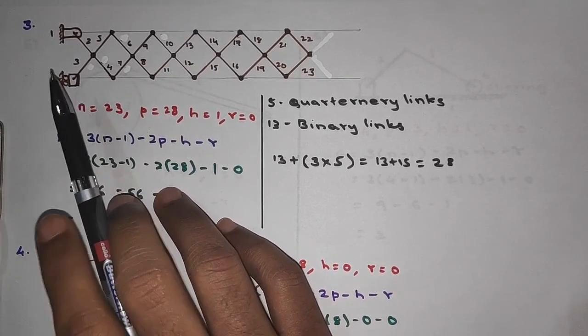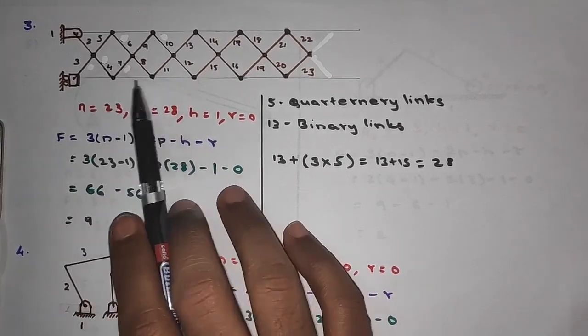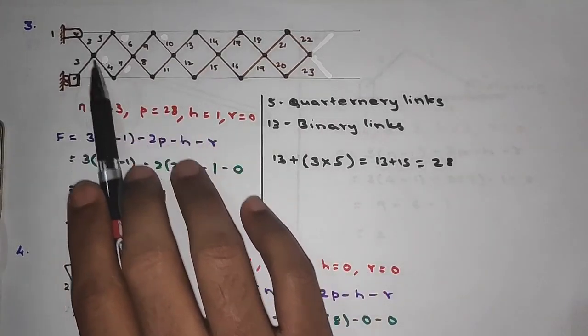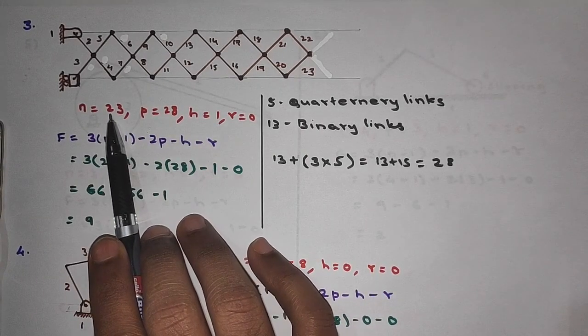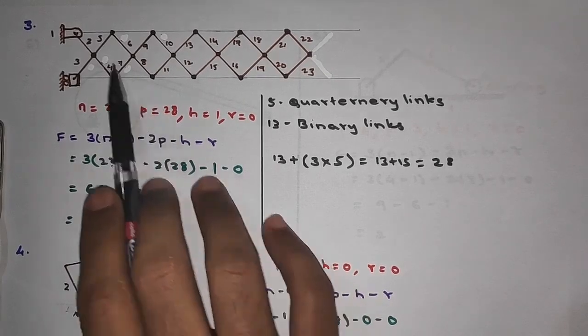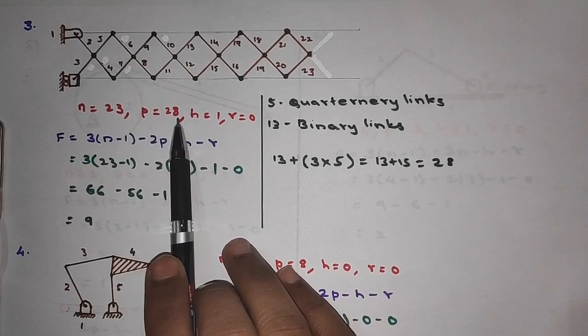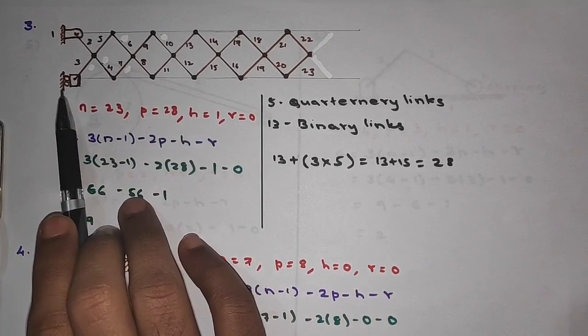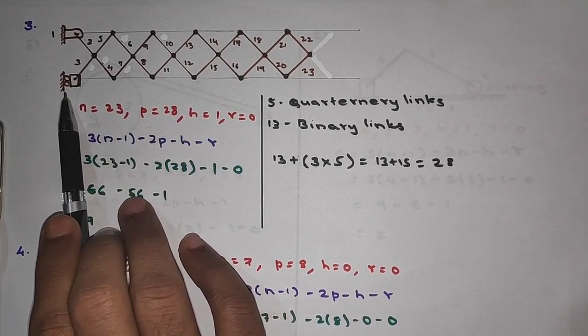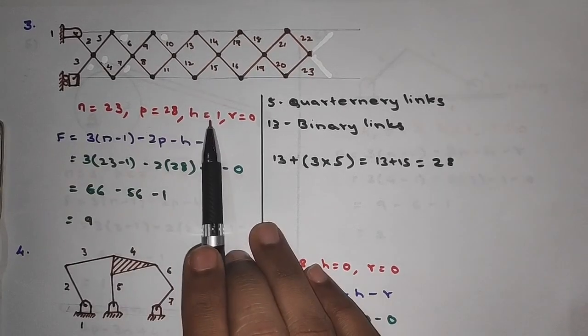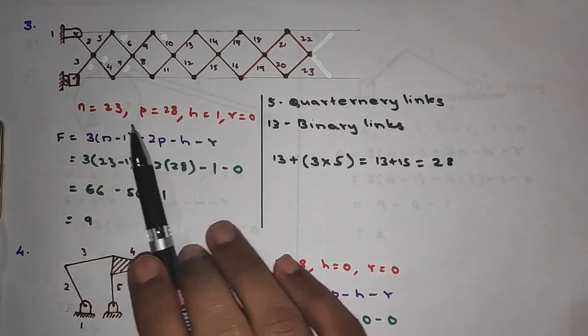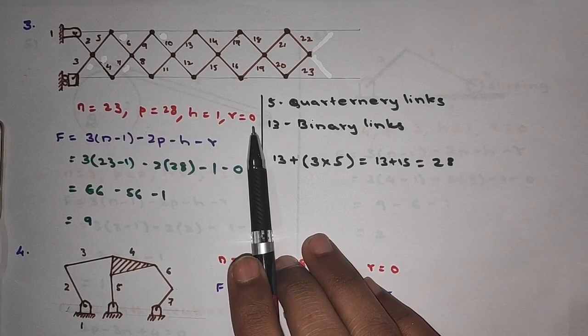We shall see the mobility, or degree of freedom, of this given mechanism. Once we count here, we have n is equal to 23. We have p, that is, the number of pairs at these joints, the lower pairs, which are 28. We have one higher pair which is located over here, you can see this pen point. So this higher pair is 1, and there is no redundant degree of freedom, so we have r is equal to 0.